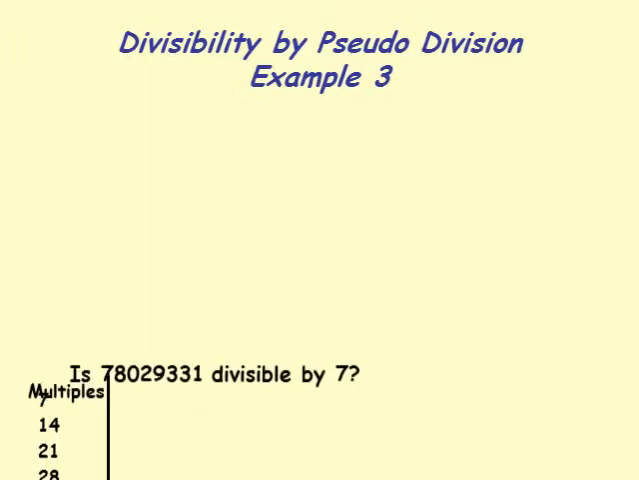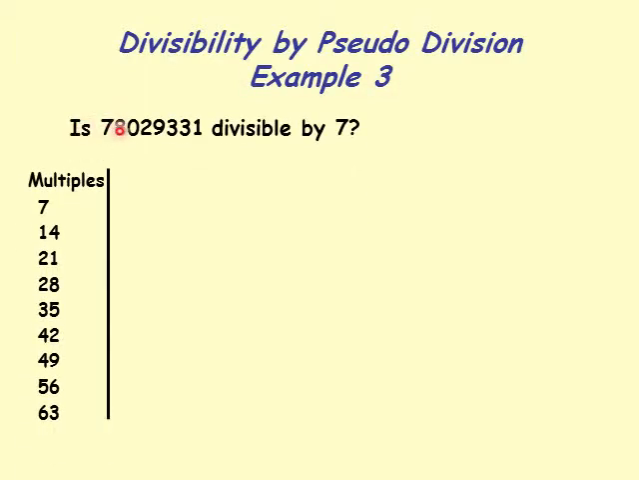Another example here. Example: is 780293331 divisible by 7? Here's my cheat sheet, multiples of 7. This is the number we have. Now we'll start attacking this number and subtracting multiples of 7 when we can.